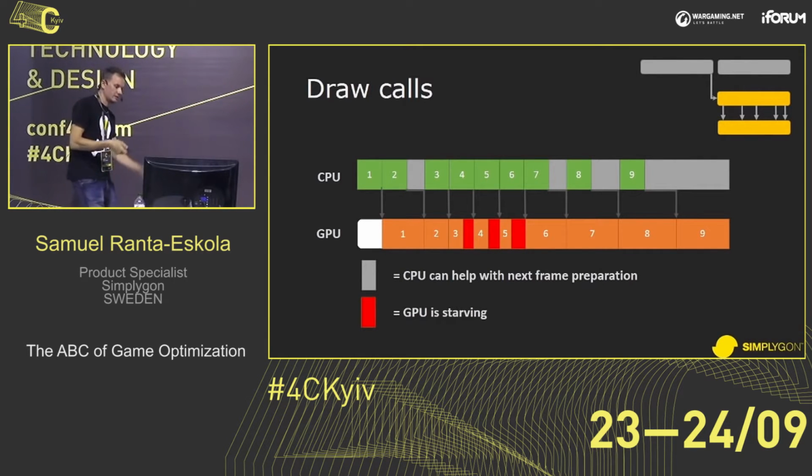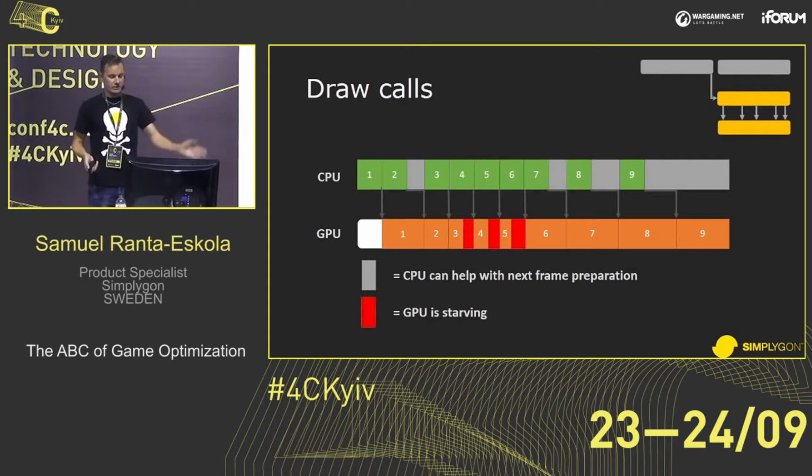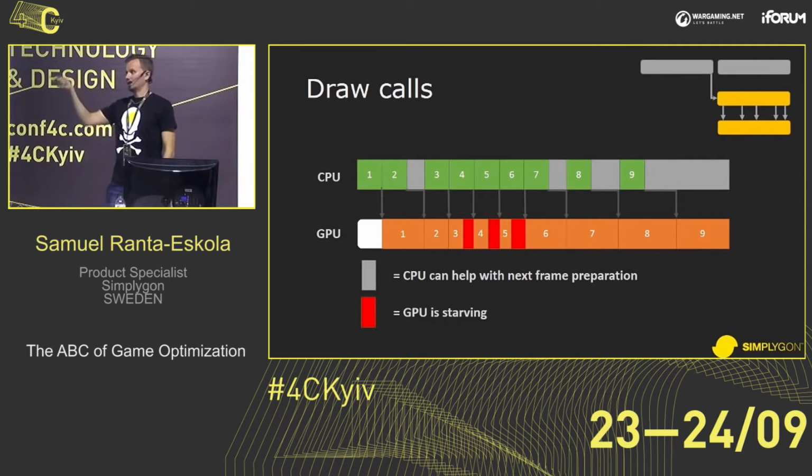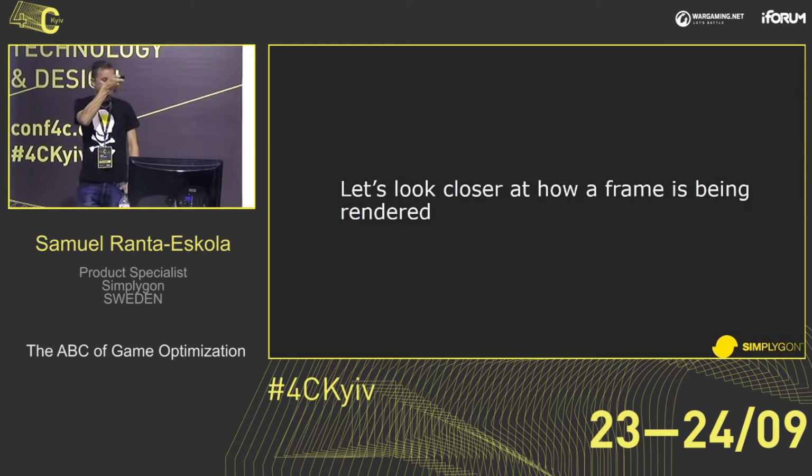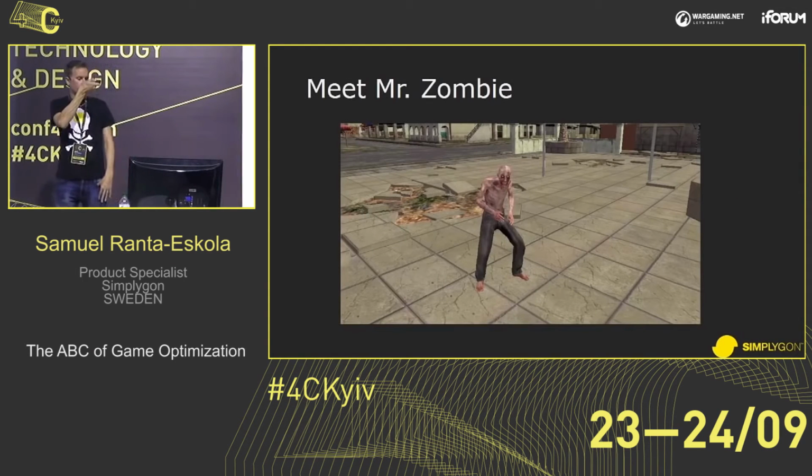So here we can see that basically this is a frame. Now, multiplied by 1,000. So 10,000 draw calls is not an odd thing today in a frame. And let's look closer at how a frame is being rendered. I'll skip a little bit fast through this.